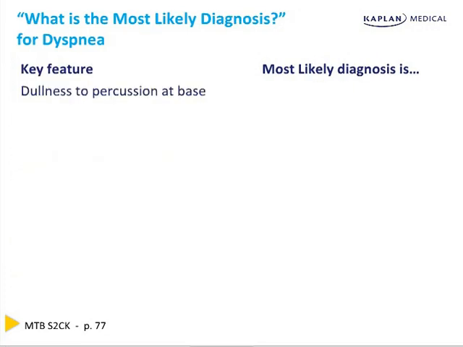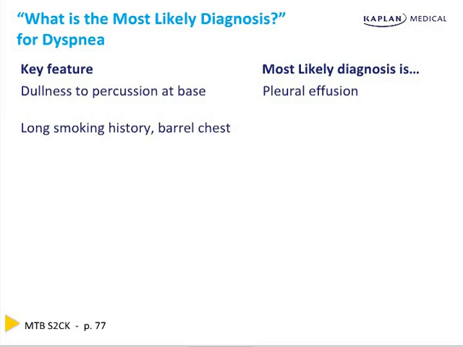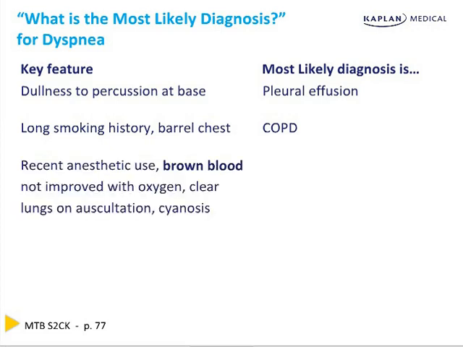Now, when you see dullness to percussion at the bases, and you have a massive pleural effusion, any pleural effusion that's so severe that it actually impairs breathing has to be drained out. What's the indication for the chest tube? Pleural effusion impairing breathing. Ooh, long smoking history, but besides that, the barrel chest is people have COPD and emphysema.